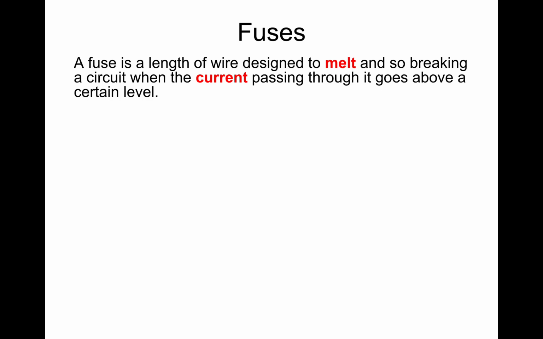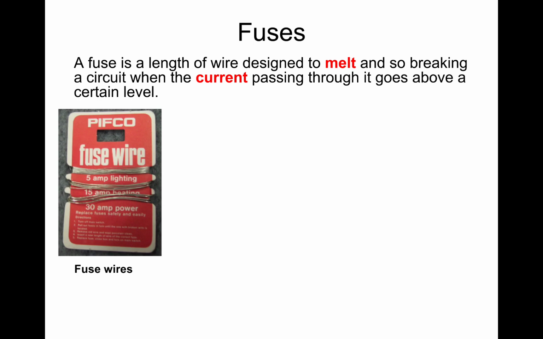So next is fuses. A fuse is a length of wire designed to melt, and so breaking a circuit when the current passing through it goes above a certain level. So there's some fuse wires, and as you can see, the different wires, the 5 amp, the 15 amp and the 30 amp, they all have different thicknesses. So obviously the 30 amp fuse can take more electrical current than the 15, and the 15 can take more than the 5.